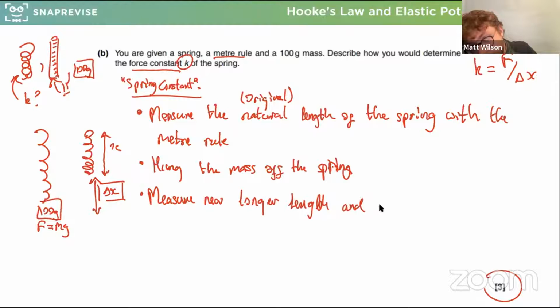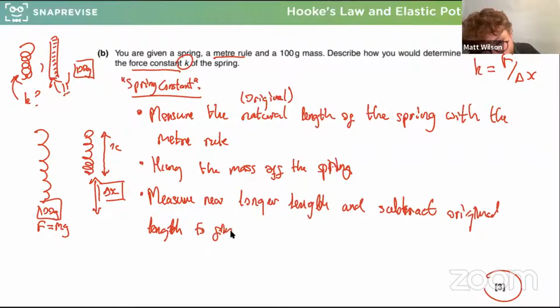And subtract original length, to find delta x. So the point is, let's call this x1, the original length, then we have x2, the final length. If we measure both of these, we can find the extension because it's just the difference between these two. Okay, just the measure mark.